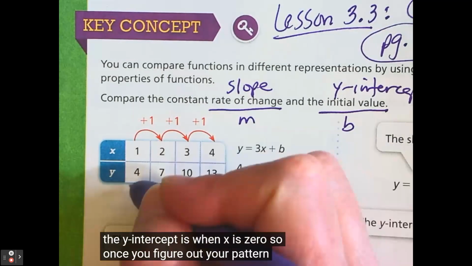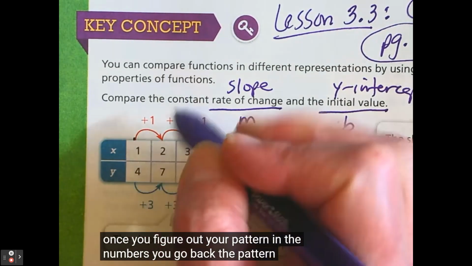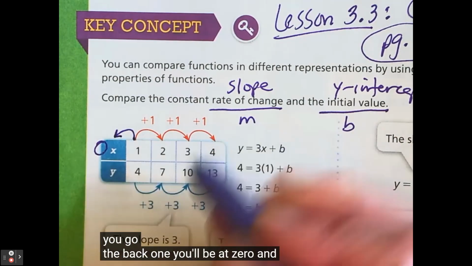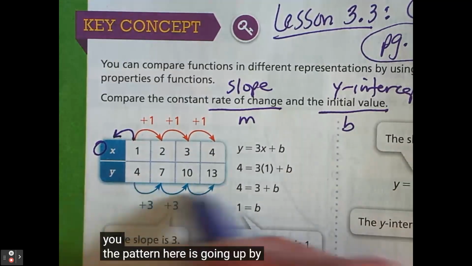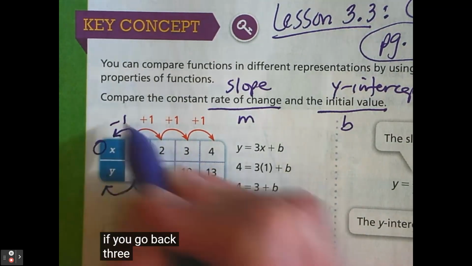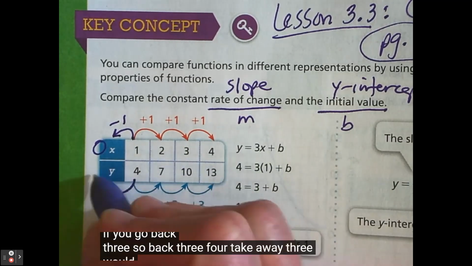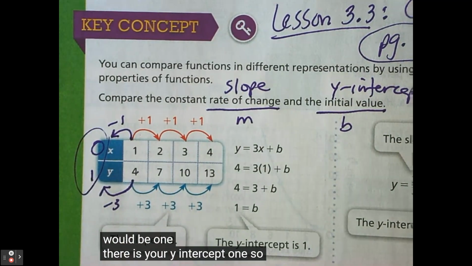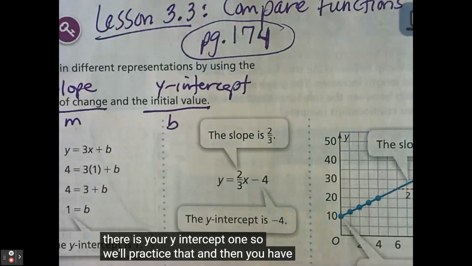So once you figure out your pattern in the numbers, you go back the pattern. If you go back 1, you'll be at 0. And if the pattern here is going up by 3, so if you go back 3, 4 take away 3 would be 1. There is your y-intercept, 1. So we'll practice that. And then you have an equation.